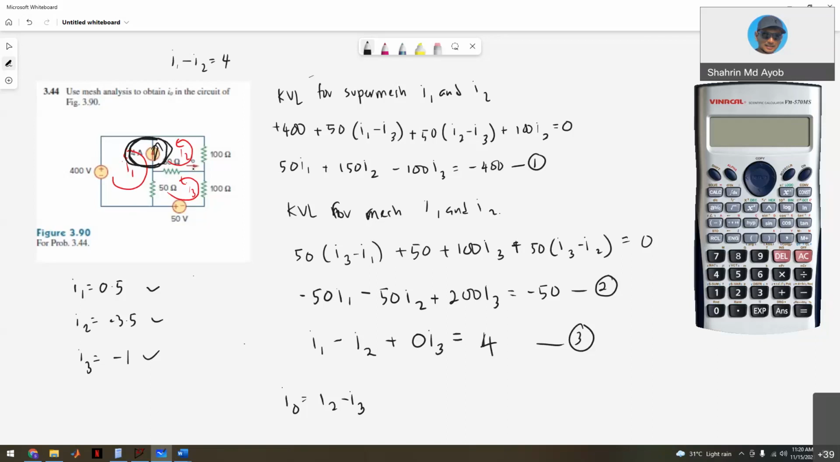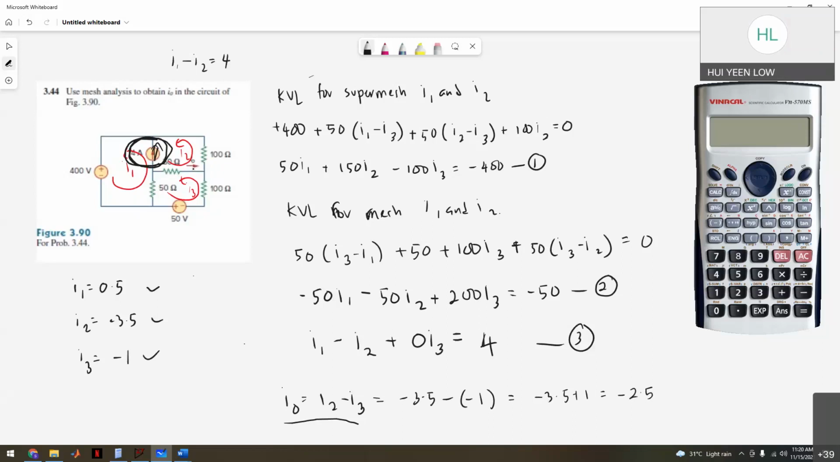So IO, as you can see, has the same direction as I2. So we need to write down the equation like this: I2 minus I3. Then what is your I2? Your I2 is negative 3.5, and your I3 is negative 1. So this should be negative 3.5 plus 1, which is negative 2.5.